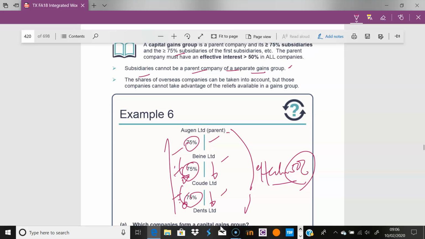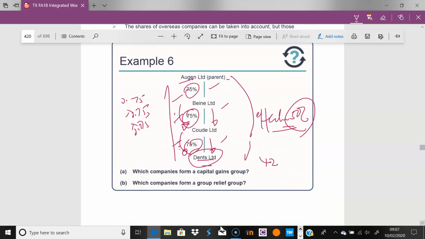That's ticked. The question here is, does Organ, I'd probably go with Organ, have a 50% interest in Dents? I don't think it does. I think it's about 42.5. How do I know? 75 times 75 times 75 takes us all the way down to about 0.425 or something along those lines. So Dents can't be part of this group. So Dents can't pass through its capital gains and losses or any assets between to take advantage of this group relief.